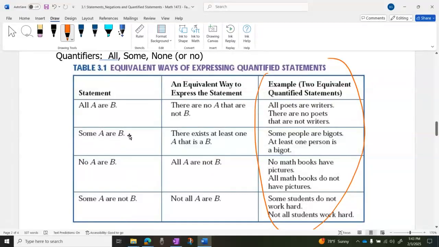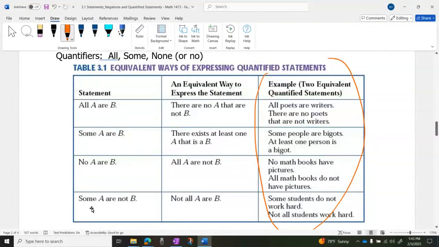Number 3, some A are B. At least one A that is a B, right? So some people are arrogant. Yeah, that's a true statement. So the equivalent way to say that is at least one person is arrogant, right? At least one.